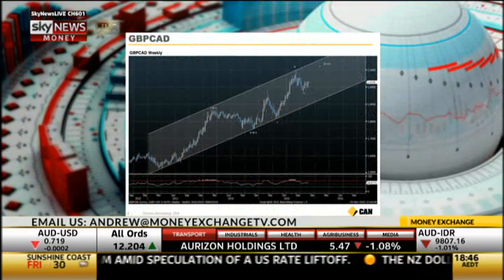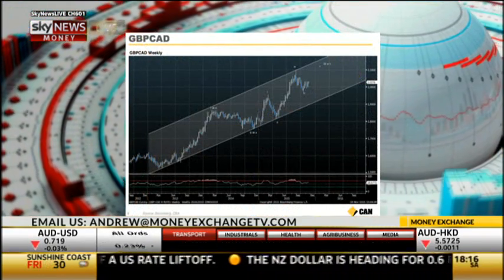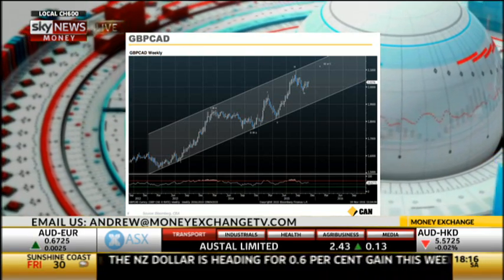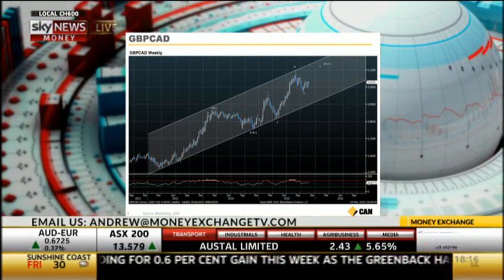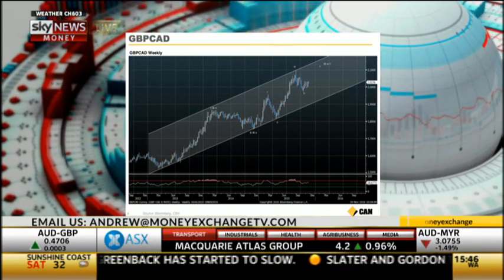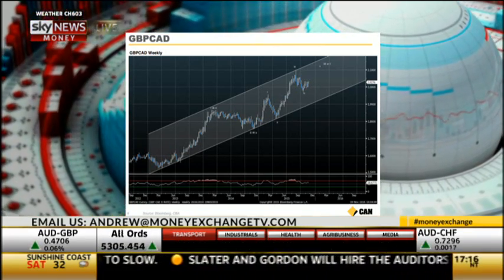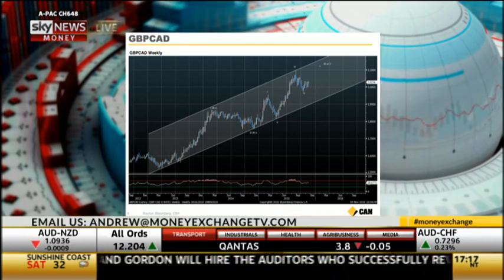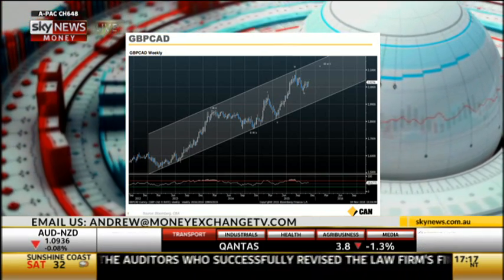Let's move along, Tony, to the pound now against the Canadian dollar, in a big uptrend for the last little while. Talk us through this chart. Yeah, sterling CAD's an interesting one for us. It's one that we've actually got a trade on currently on the tech report, and one we're looking to add to. If you look at the weekly chart there, you can see the trend's up.